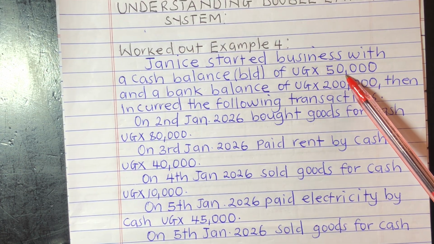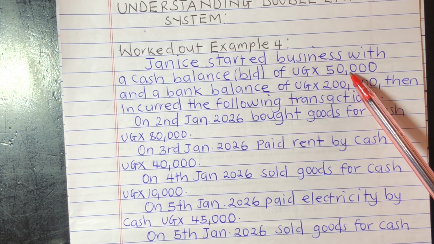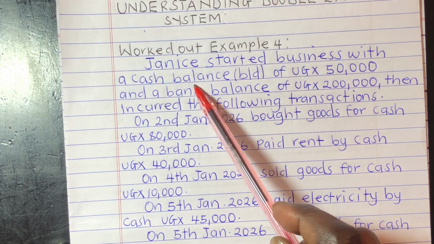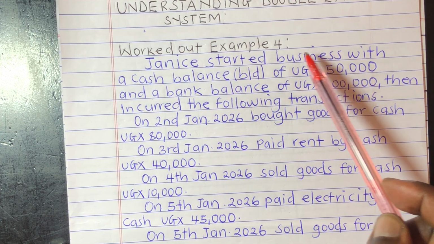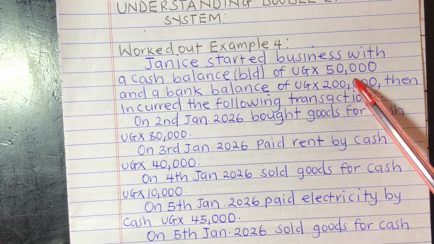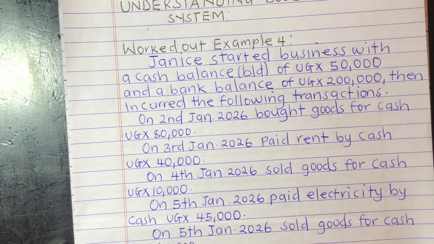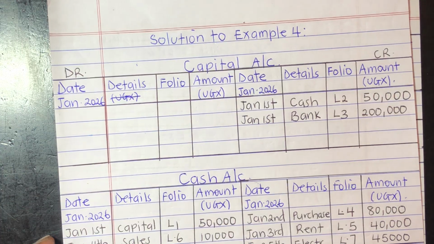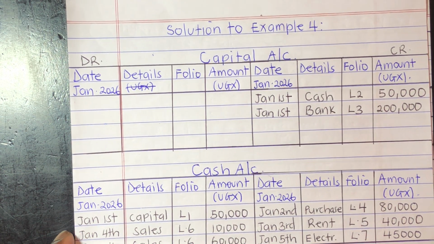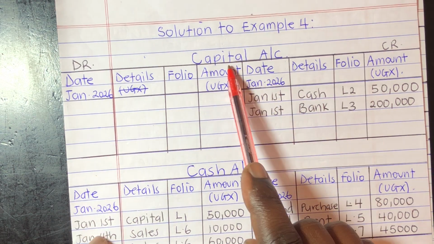So 50,000 was capital. So we apply the double entry system. We apply it one by one. So 50,000 was cash, but it was from the capital account. So meaning Janice was receiving this cash, but from the capital account. So we begin posting it in this way. So this is how we post the transaction. So we begin with the capital account because the money we use to start a business is called capital. So we begin with the capital account.